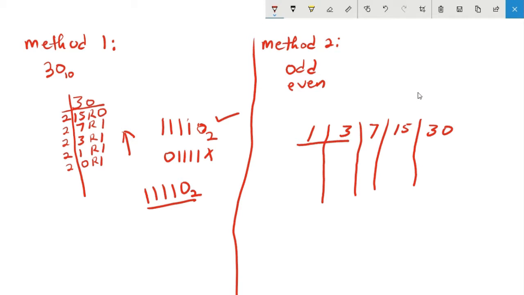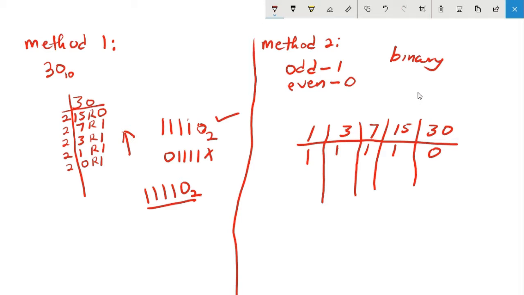Now this is where the ability to identify odd and even numbers comes in. If the number is odd, you will place a 1 underneath the column. If it's even, then you put 0 because it's only ones and zeros. Remember, we're doing binary. So 1, that's odd. 3 is also an odd number. 7 is an odd number. 15 is also odd. 30 is even.